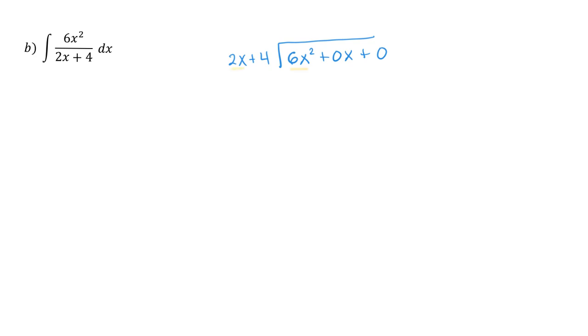This times this. I multiply by 3x. I like to line up the like terms in their columns so I know when I'm done. You don't have to. 3x times 2x is 6x squared plus 12x. And then subtract down. So 0 minus 12x. Okay, to get negative 12x, I multiply 2x by negative 6.